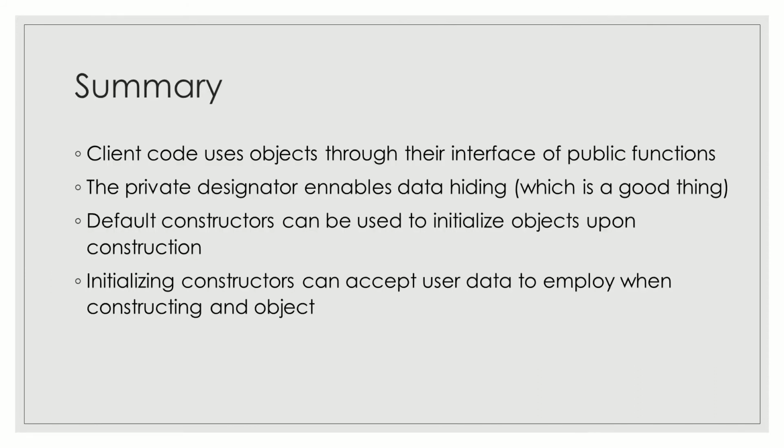So what have we learned here today? We've learned that clients interact with objects through the public member functions provided by our class definition. This is the interface. That we can use private to hide data away. The default constructors can be taken over by us if we want to, so that we can initialize objects when they're constructed, or that we can write initializing constructors that can accept user data and use that instead. It's quite a bit. You might want to go back over some of this and look in your textbook.